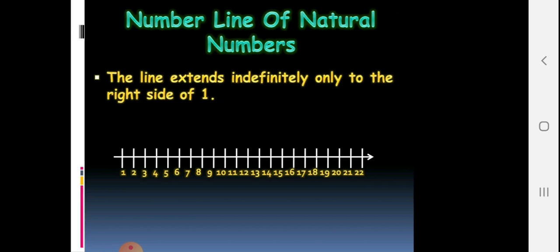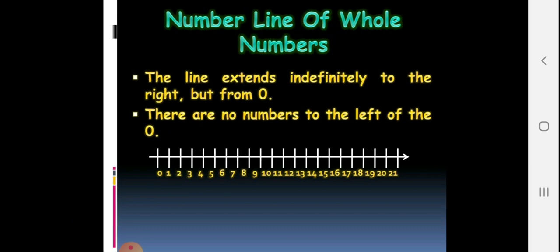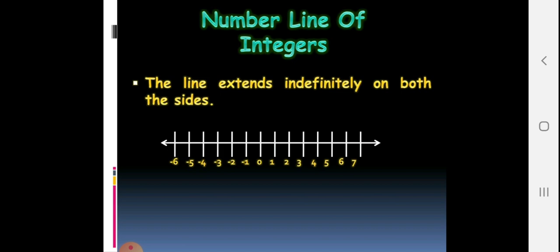negative numbers. Now the line extends indefinitely to the right, but from the 0 there are no numbers to the left of the 0. So these are all the natural numbers. Now the number line of integers. You can see all the negative numbers as well as 0 as well as positive numbers are included. So this is the number line of integers.